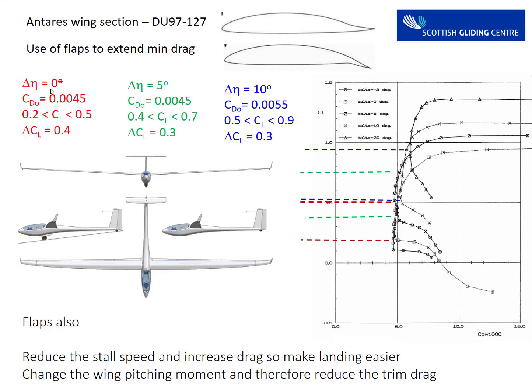And what we see here is that depending on the lift coefficient we want to fly at, which is the speed we want to fly at, by deflecting the flaps we can generate the drag bucket over different lift coefficient ranges. So when we're flying slowly, we'd want to have a flap deflection of 10 degrees because we're flying at high lift coefficient, and therefore as we speed up we would change the flap setting in order to get my low drag coefficient at the CL at which I'm flying.